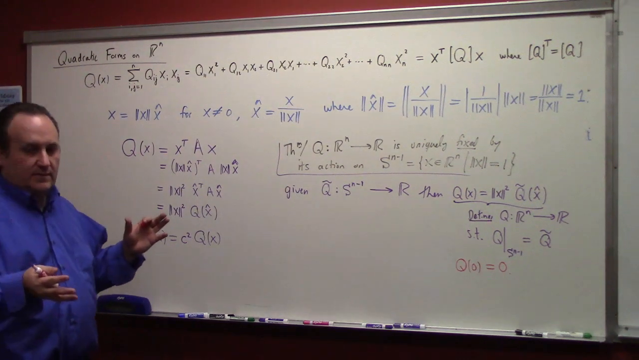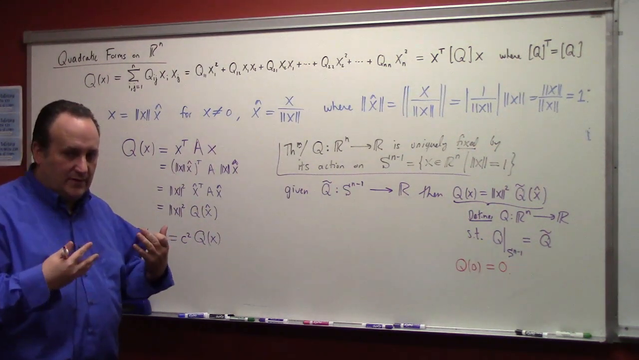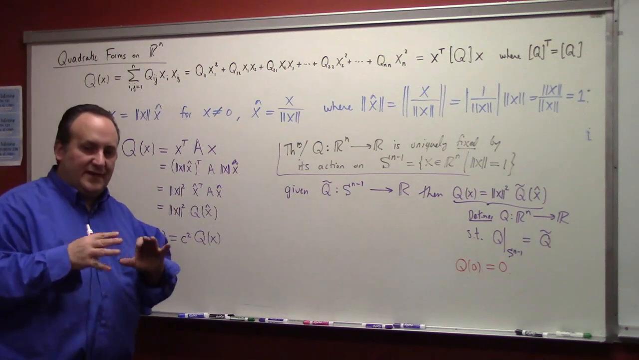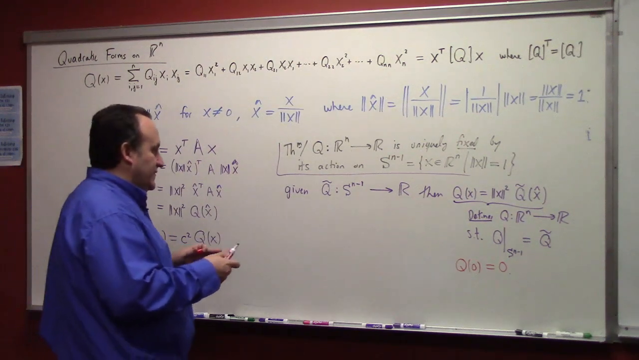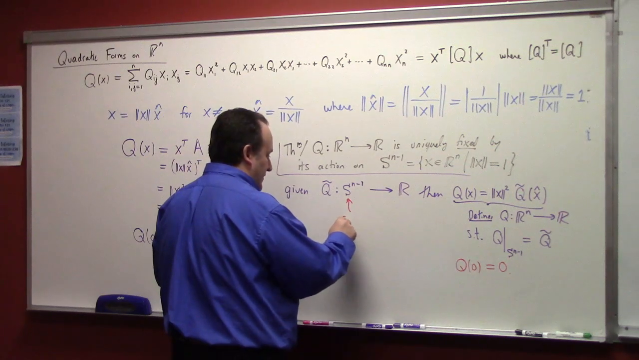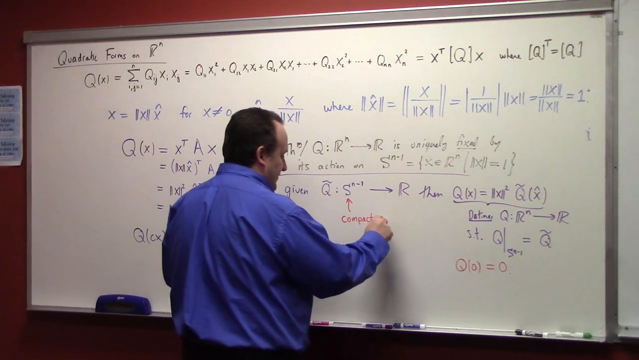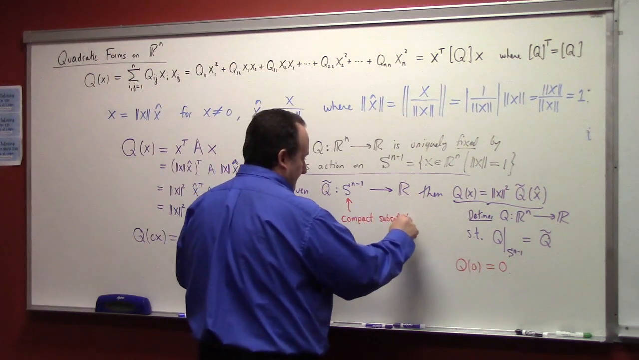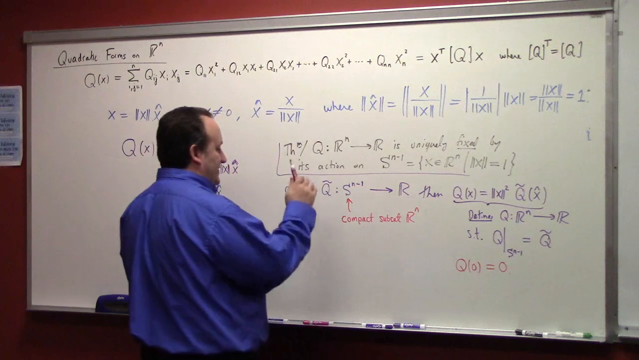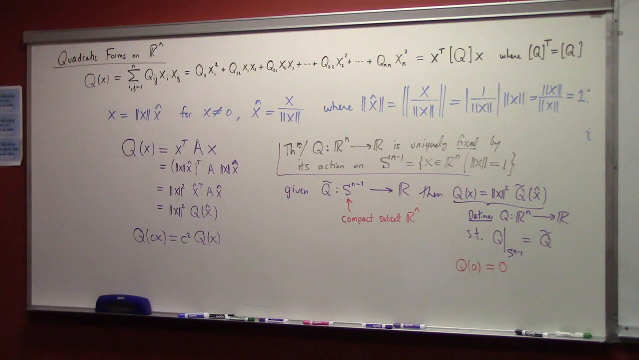Now the beautiful thing about this is there are many interesting things you could say about a quadratic form then, because the unit n sphere has a very beautiful topological property: it is in fact compact. It's a compact subset of Rn. And since that's a compact subset of Rn, and since Q tilde is necessarily a continuous function on a compact set, what does that say?